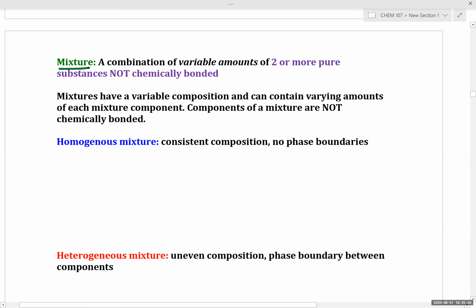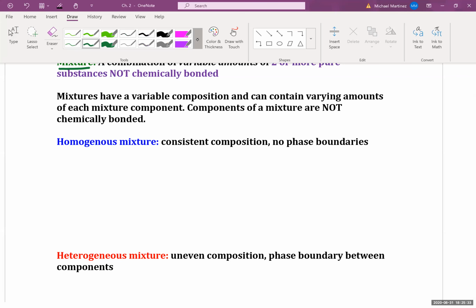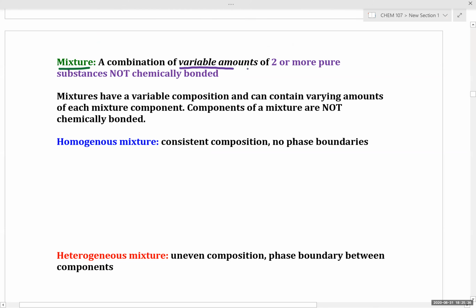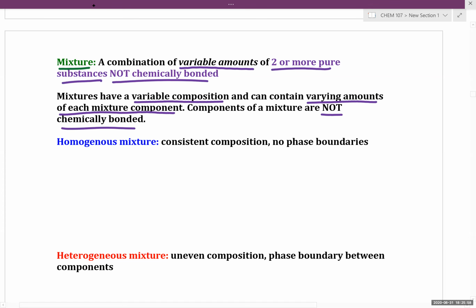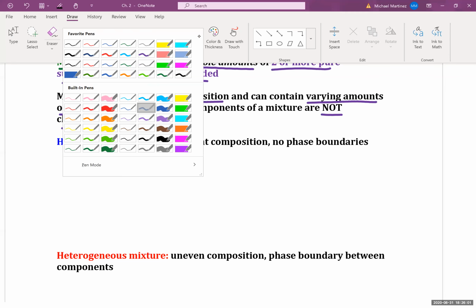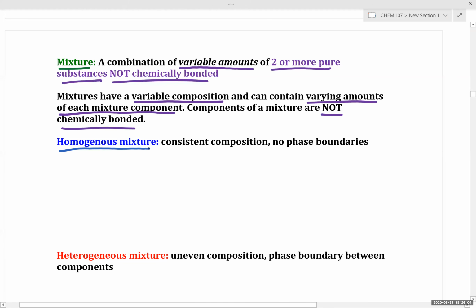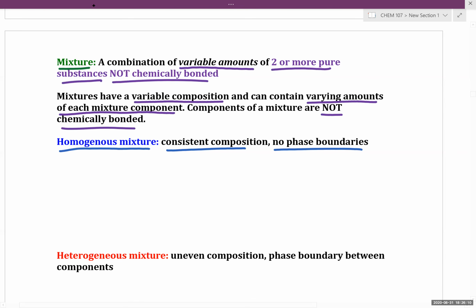So a mixture is a combination of variable amounts of 2 or more pure chemical substances that are not chemically bonded. Mixtures have a variable composition and contain varying amounts of each mixture component. The components of a mixture are not chemically bonded. Let's look at an example of 2 different subclasses of mixture. A homogeneous mixture has a consistent composition with no phase boundaries.